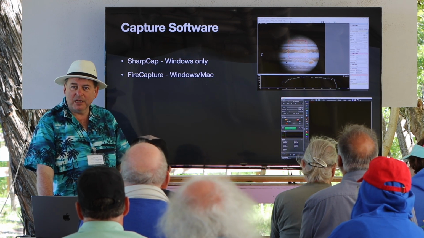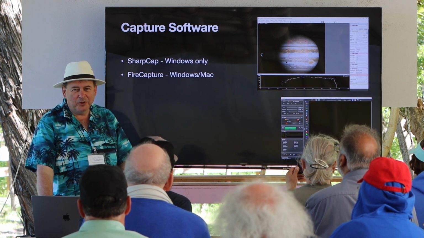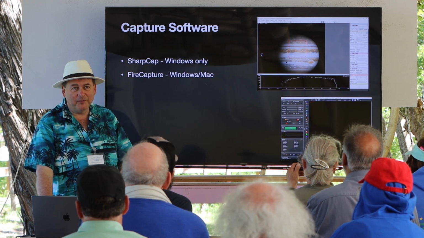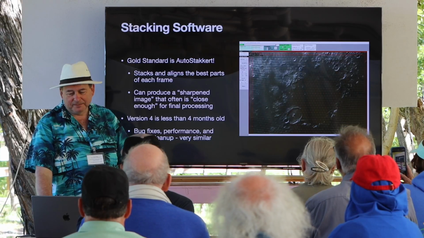FireCapture is another good alternative. I didn't like the user interface as much, but it does run on a Mac. So right now, if you want to do planetary or if you want to do Lucky Imaging on a Macintosh, FireCapture is the only option you have for now. There's just nothing else that I've tried that I've liked. Better things are coming though.